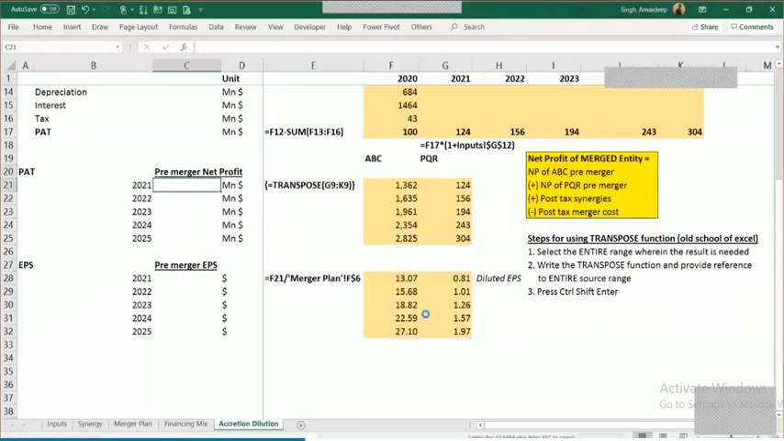And as I said here in the yellow highlighted cell that you see on the right hand side, we have got net profit of ABC pre-merger, we have got net profit of PQR pre-merger, we've also got the synergies and merger cost. It's just a simple plus minus now to be able to work out the net profit of the merged entity. Right? Take a minute to complete this sheet and then we'll move on to the final file.